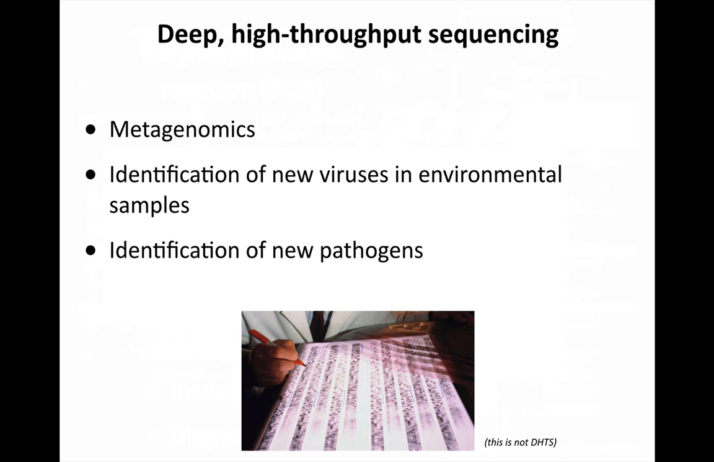Another revolutionary approach has been deep high-throughput sequencing. Back in the 70s, a way to sequence the bases in DNA and RNA was developed. It's shown here in this photograph of a gel, and this shows the sequencing reactions run out on various lanes.